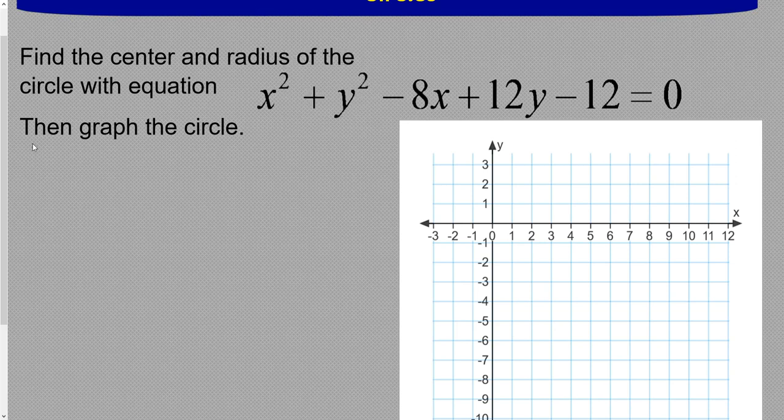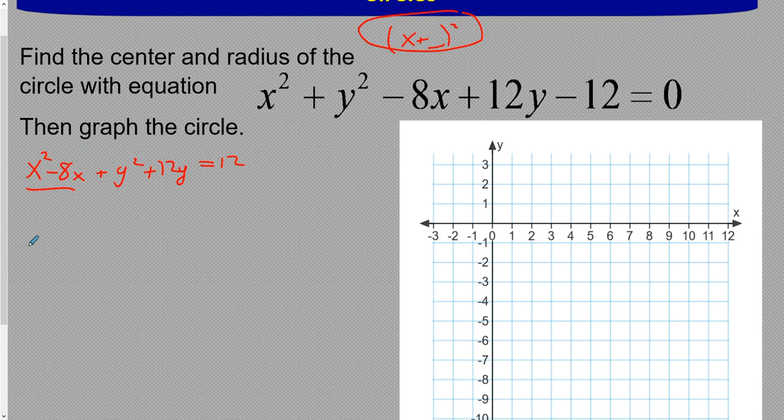First thing that you probably want to do is group the terms. So we've got x squared minus 8x plus y squared plus 12y. I'm going to move the 12 to the other side, so equals 12. Okay, now we want to have x plus something squared. I want this, but this is what I have. What you might be remembering is this is kind of the start to a completing the square type situation. I have x squared minus 8x. I need something else there.